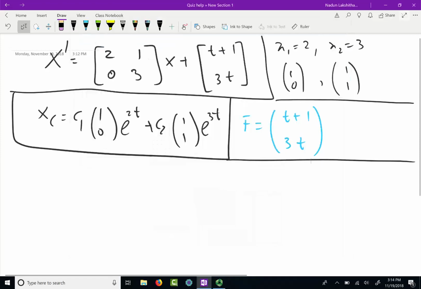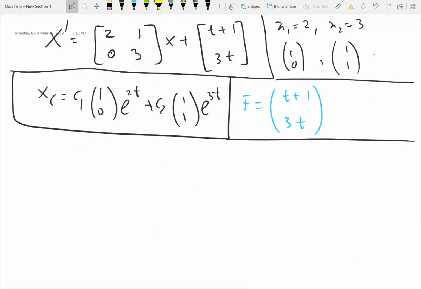Alright, so now we want to know how to solve a full problem using the method of undetermined coefficients. Here I have given you an example system, a non-homogeneous system, and I already found the eigenvalues and eigenvectors for the homogeneous version of the system. You have to do it by yourself. Here I have given these details for you to save time on the video.